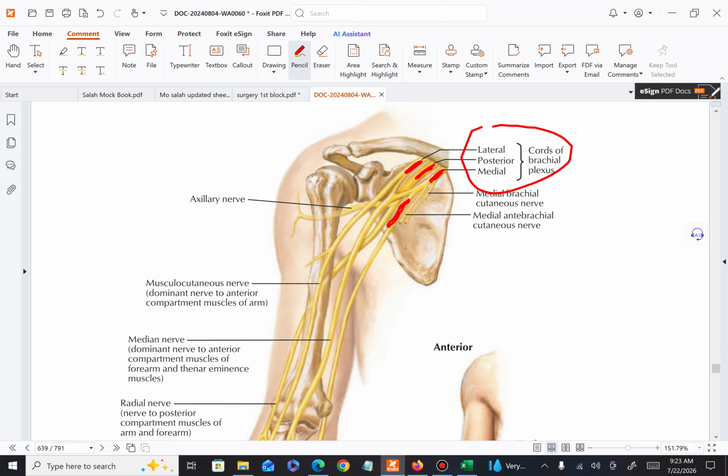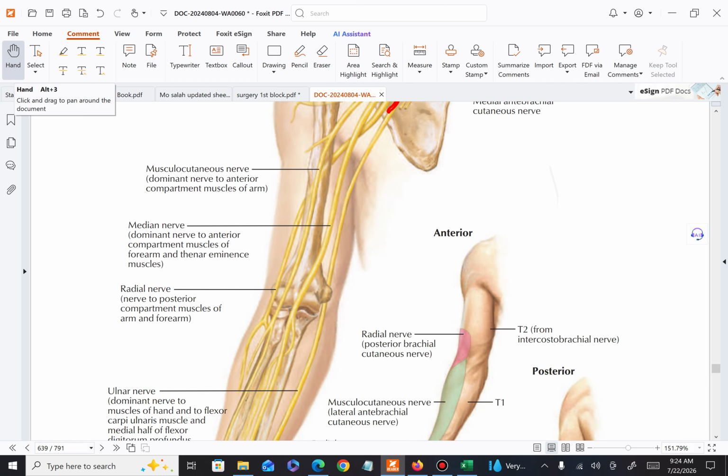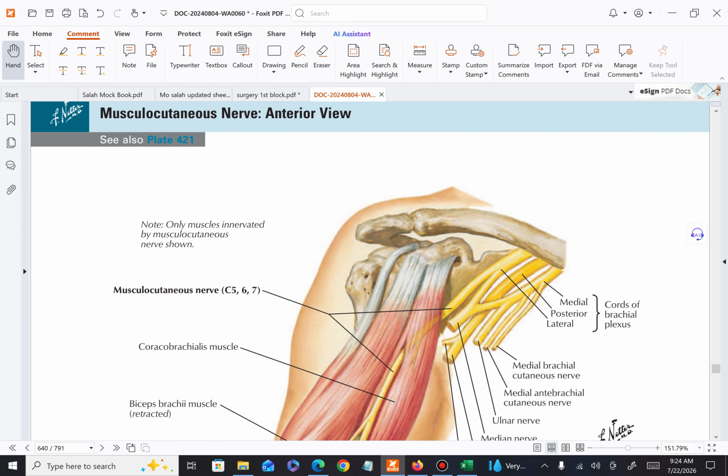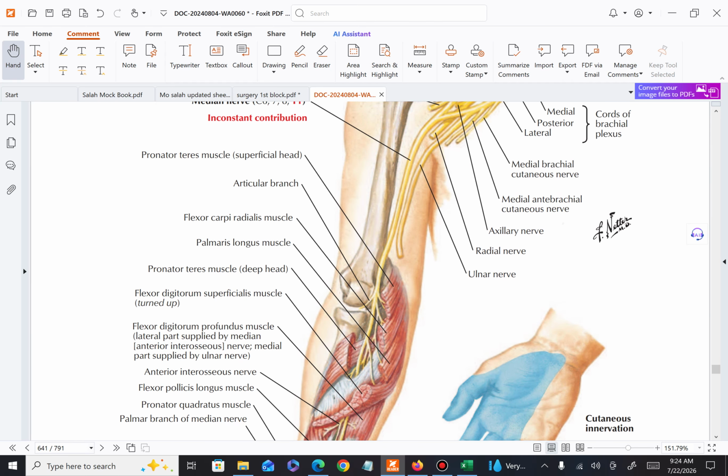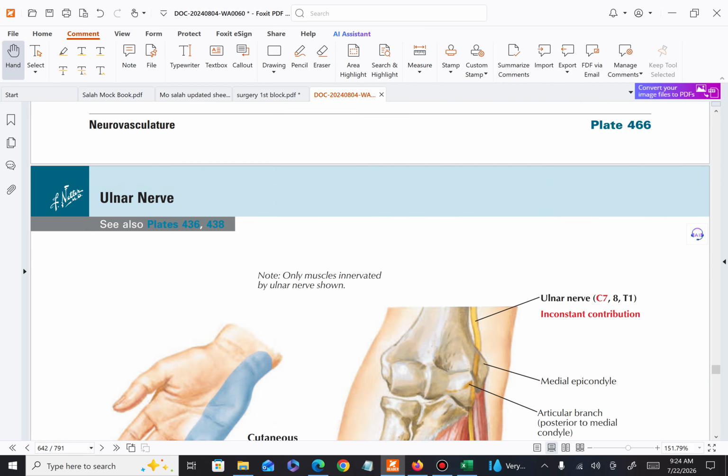Now we will discuss the landmarks of the ulnar nerve. As you know, the ulnar nerve is the nerve of the hand, so it supplies most of the muscles of the hand. In the forearm, it innervates 1.5 muscles, while in the arm there is no branch of the ulnar nerve. So it mostly supplies the hand muscles and the cutaneous supply to the hand. So we will discuss the landmarks.